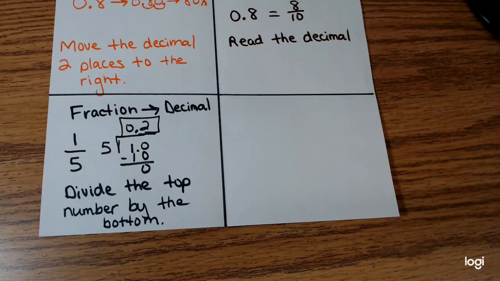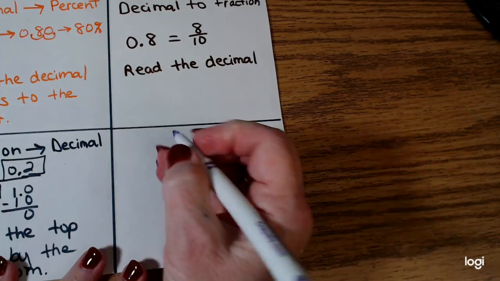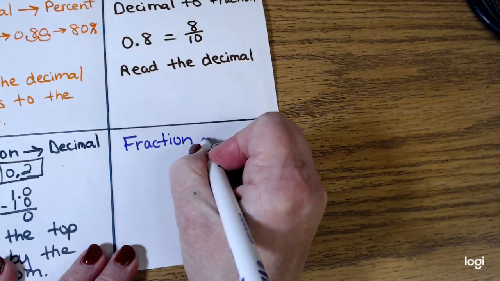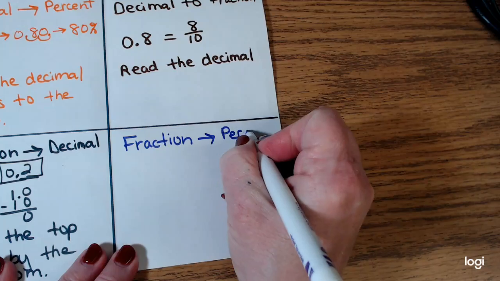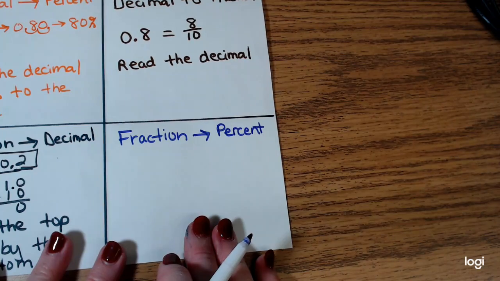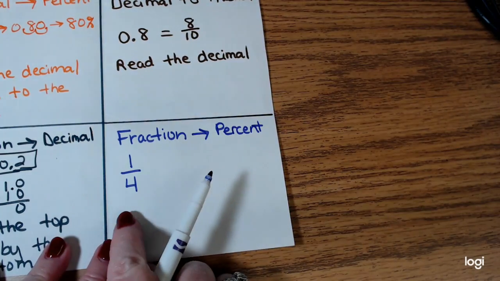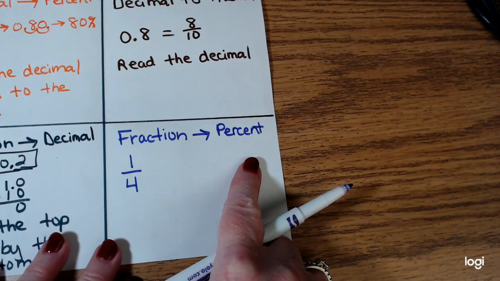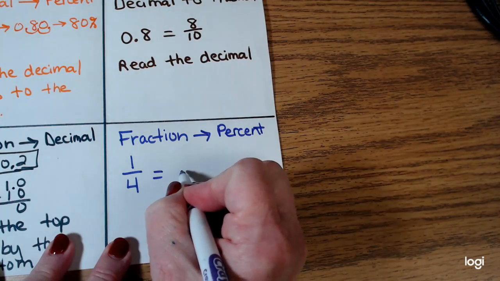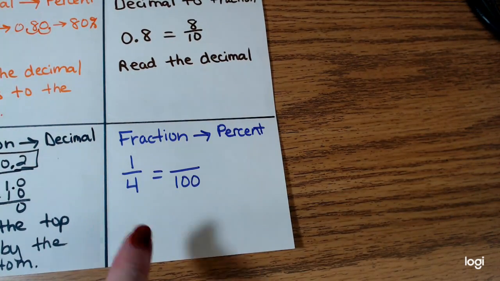And the last box we're going to look at is a fraction to a percent. Fraction to a percent. Well, if I have here my fraction 1/4, I want to change 1/4 to a percent. Well, we know that a percent always, always, always goes over 100. So now we have a proportion and we solve our proportion.